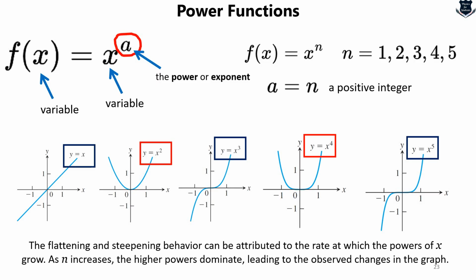Remember, each of these curves passes through the point (1, 1), and the origin. The functions with even powers are symmetric about the y-axis, and those with odd powers are symmetric about the origin.